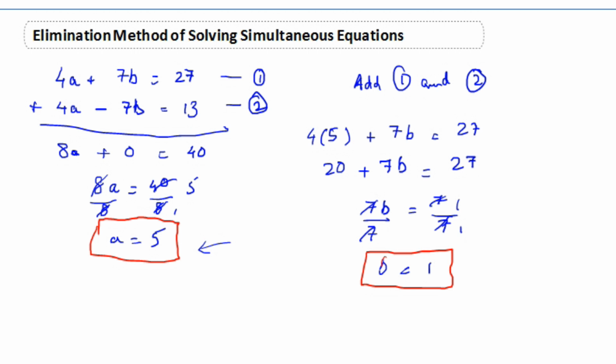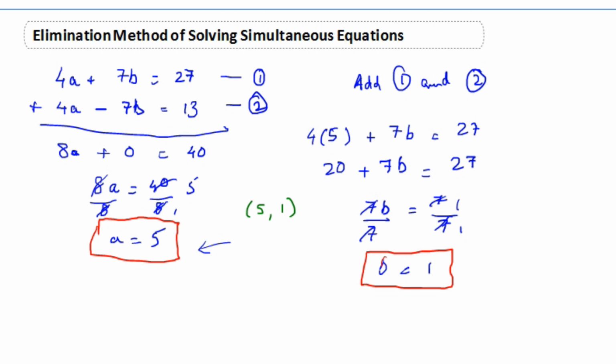Let's plug in these values of a is equal to 5. I can also write this as an ordered pair or as a point on the Cartesian plane. So let me just write it that the solution is (5, 1). The value of a is 5 and the value of b is 1. Now plug in this value into any one of the equations. So let me plug into equation number 2 to check whether we are correct or not.